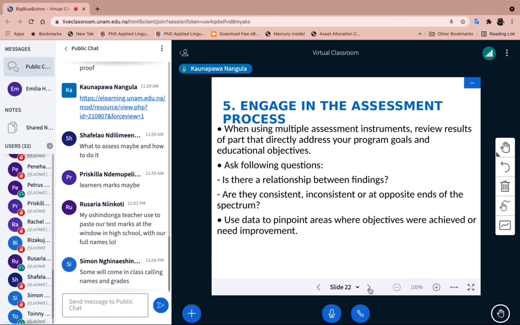And then you can also use that information to decide which teaching methods you need to work on, which unit you maybe need to repeat. You understand? So that's what we mean by this last point.